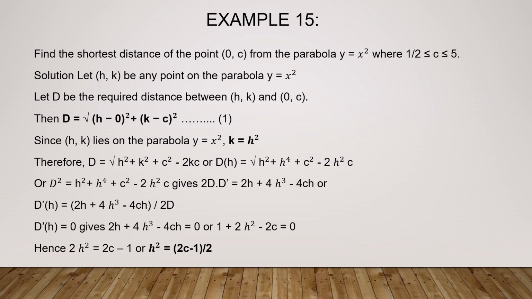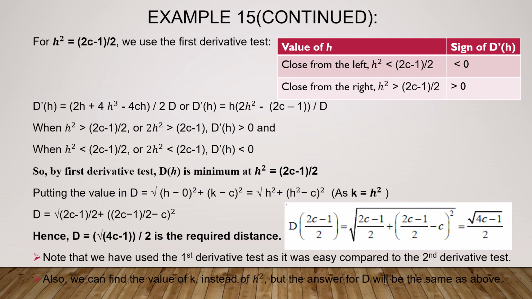When you simplify it, you get 2h² = 2c − 1, or h² = (2c − 1)/2. So what we have obtained is h² = (2c − 1)/2. Now we have got our turning point, h² = (2c − 1)/2. So we use the first derivative test.